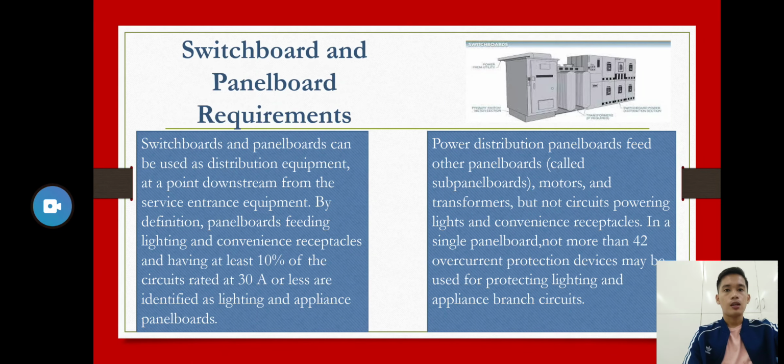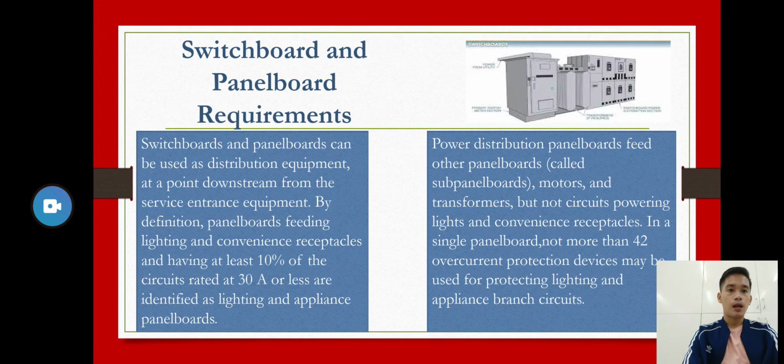Next, we will talk about the switchboard and the panel board. So, switchboards and the panel board can be used as distribution equipment at a point downstream from service equipment. By definition, a panel board feeding lights and convenience receptacles and having at least 10% of the circuits rated at 30 amperes or less is identified as a lighting and appliance panel board.